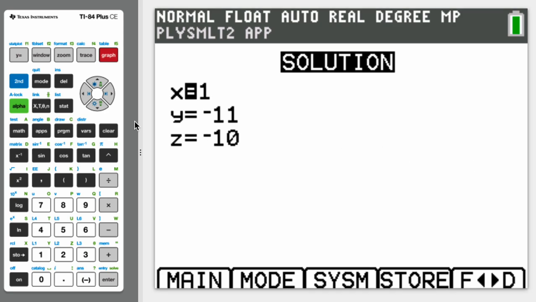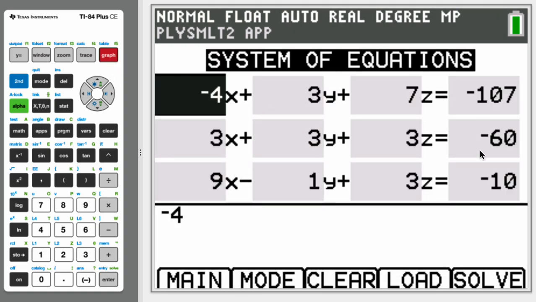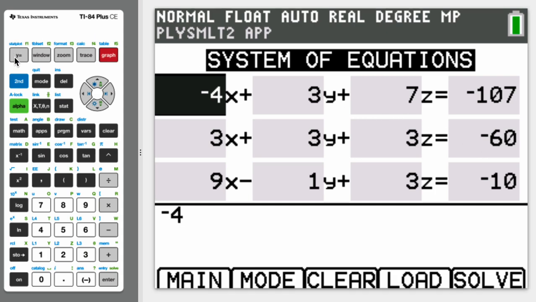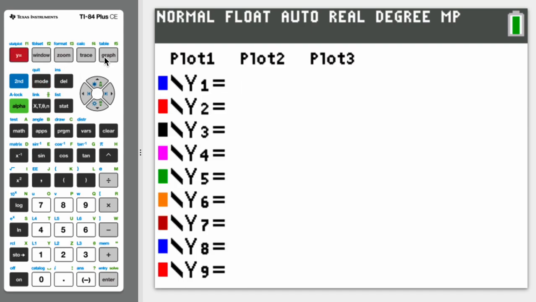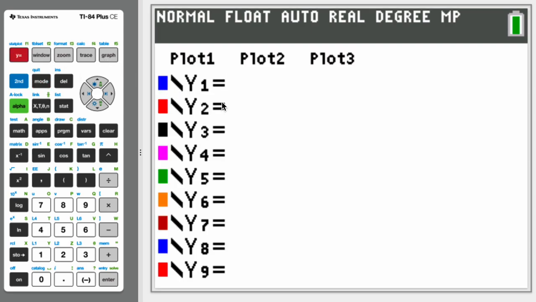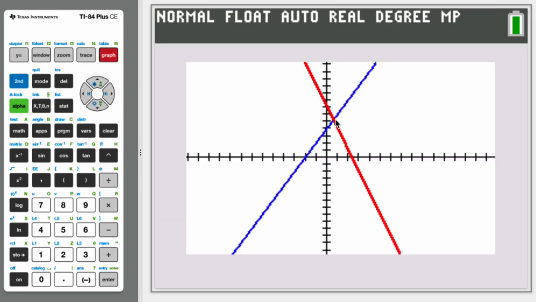If you had a question where it wasn't in the order that we see here, where you have the x, then y, then z, and then a number, if it was y equals, then you could just type it into your y equals, and then you could plot them, and you could look for the intercept. So for example, if I had y equals 2x plus 4, and y equals -3x plus 7, then I can go to my graph and I can look for that intersection.